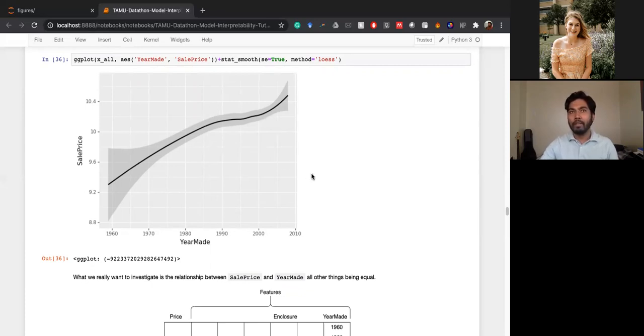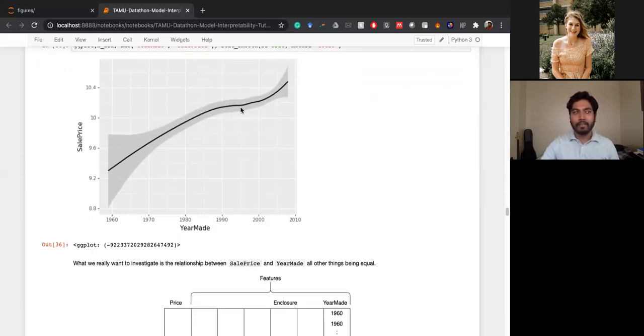Or there might be a lot of competitors that came up during this time. Basically, you had a demand and supply issue. There was a lot of supply, so you had to reduce the sale price. So there could be a bunch of things going on here.